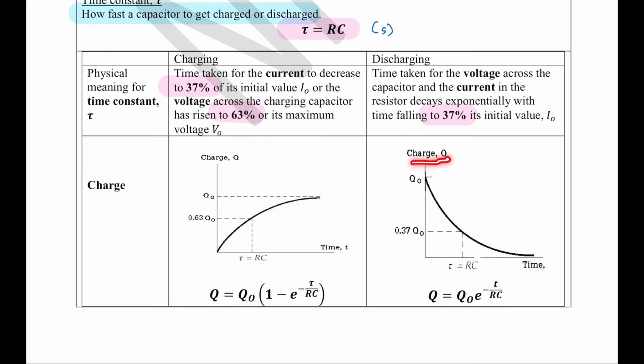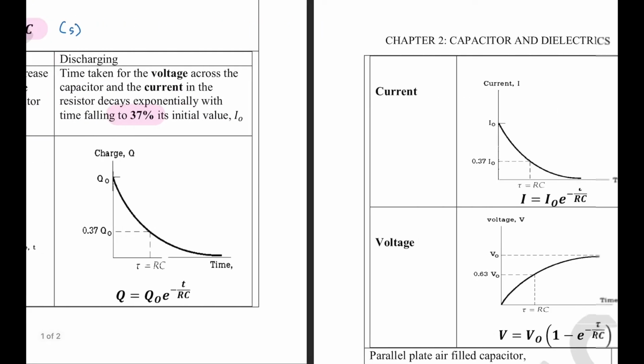Kalau discharging pula, kapasitor awak fully charged, dan awak sentuh kaki kedua-duanya, dia akan start discharging. Ataupun you connect to the resistor, dia akan start discharging lah. So the Q0 maximum, dia akan decrease exponentially. Okay, so by definition tadi 0.63 Q0 ni kita akan dapat time constant. Kalau charge kat sini, discharging process 0.37 Q0, kita akan dapat time constant.